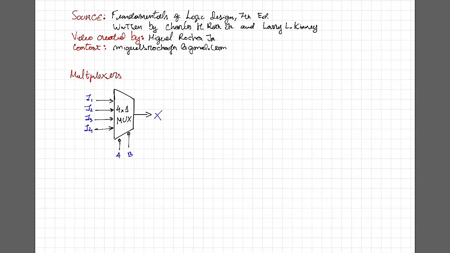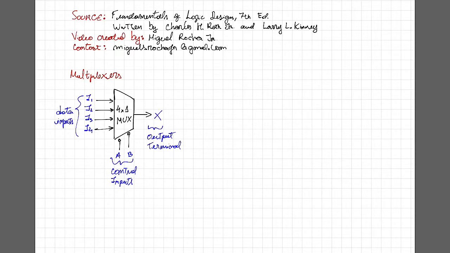Today I want to talk to you about multiplexers. First, let's define what is a multiplexer. A multiplexer, or data selector, abbreviated as MUX, is a logic device that has a group of data inputs and a group of control inputs, which are also known as control bits. The control inputs are used to select one of the data inputs and connect it to the output terminal.